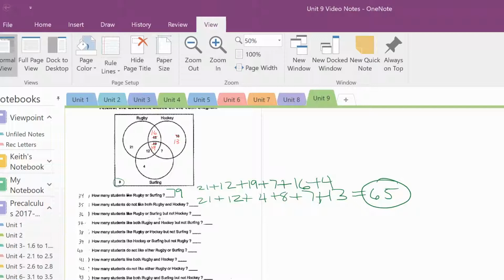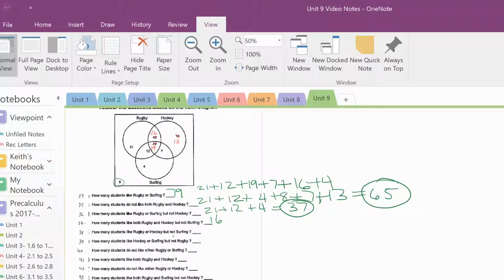How many students like rugby or surfing but not hockey? So they can like rugby or surfing but not hockey. You can eliminate the 16, the 7, the 19, and the 13. So just the 21 plus 12 plus 4. That's 37. Then how many of the students like both rugby and hockey but not surfing? That's just this little thing here, so just 16.